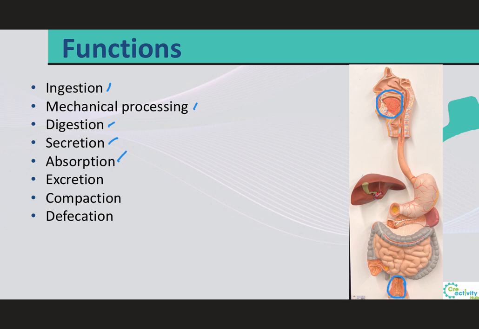Now, compaction is the progressive dehydration of the indigestible materials and organic wastes prior to elimination from the body. So this compacted material is going to be called feces, and this compaction will occur in the large intestine. And then defecation is the elimination of these feces from the body through the anus. And of course, this will occur also in the large intestine and is the last step of the digestion process.